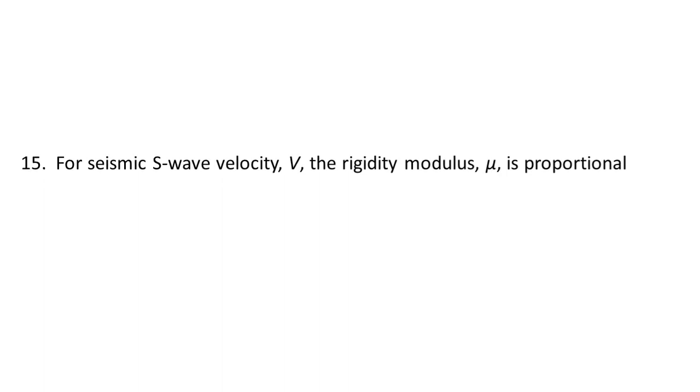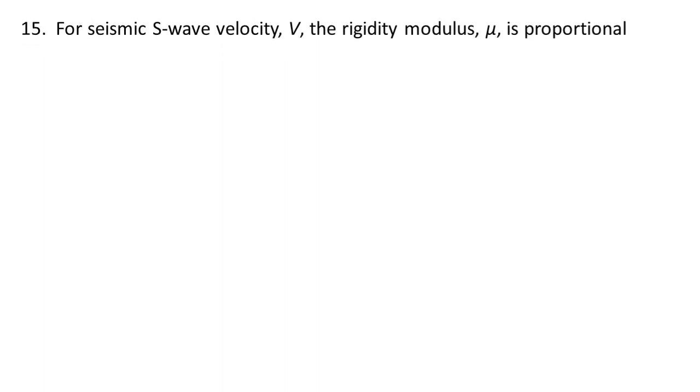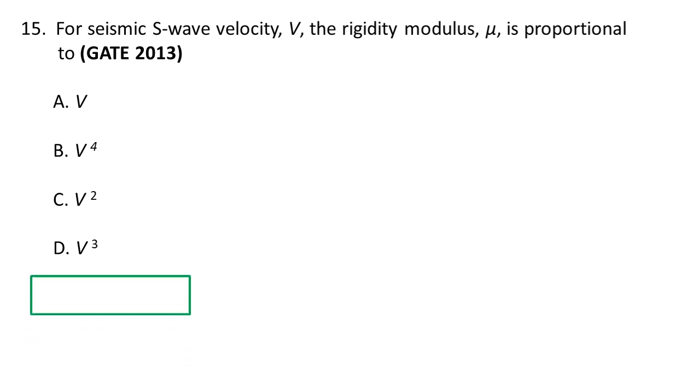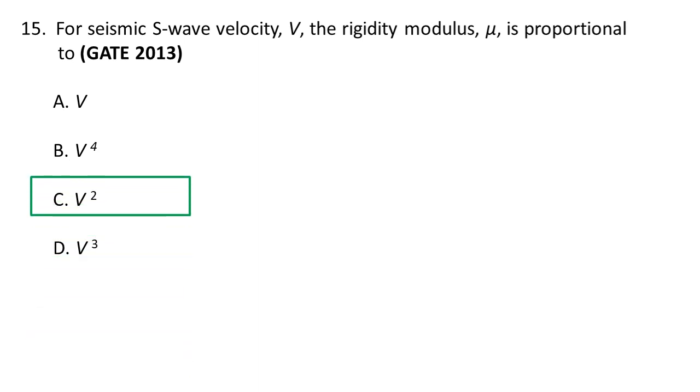Next question. For seismic S wave velocity V, the rigidity modulus mu is proportional to A. V, B. V, C. V square, and D. V cube. So, here the option is C, V square, is the correct answer. For seismic velocity, the rigidity modulus is proportional to V square.